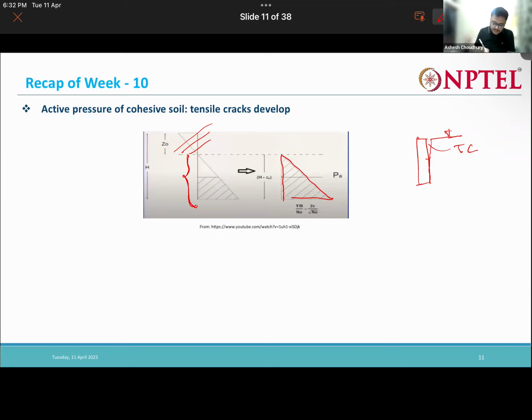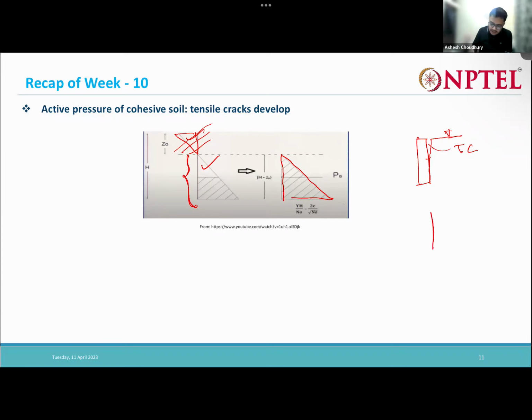When tension cracks do not develop, what will happen? This part will be acting at that time, right? Not developing means the soil is actually in contact with the wall. Contact with the wall means this upper part will be coming into picture. They will be there. So due to that, this part and this part will cancel each other, and only the area below, whatever is there, that area will give my P.